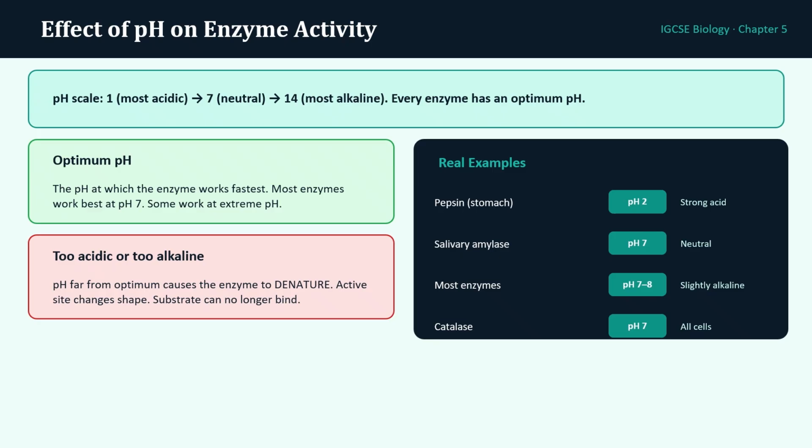Now look at these examples. Pepsin is the enzyme in your stomach which works at pH 2. Your stomach is highly acidic, so pepsin is specifically designed to work in that acid environment. Salivary amylase, which is present in your mouth, works at pH 7 in neutral conditions. Most enzymes work around slightly alkaline pH of 7 to 8. Catalase works at pH 7 in all the cells.